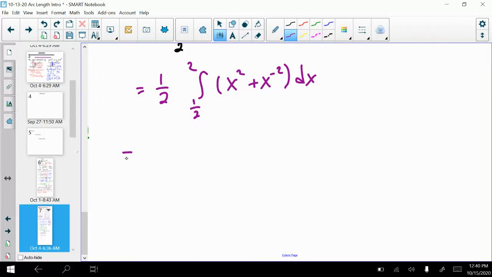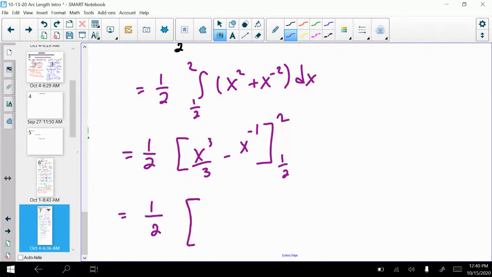But then once you're here, this is an easy integral, right? 1/2 times x cubed over 3 minus x to the, oh gosh, I add one, that's negative 1, right? And then I divide by negative 1. That doesn't change anything. Evaluated from 1/2 to 2. And thank goodness, what is that? 1/2, and then we have 2 cubed over 3 minus 1/2 from x to the negative 1, minus 1/2 cubed over 3 minus 1/2 to the negative 1, which is just going to be 2.